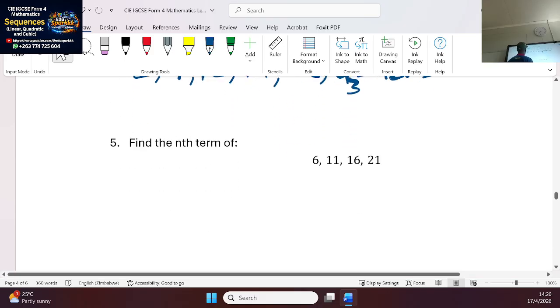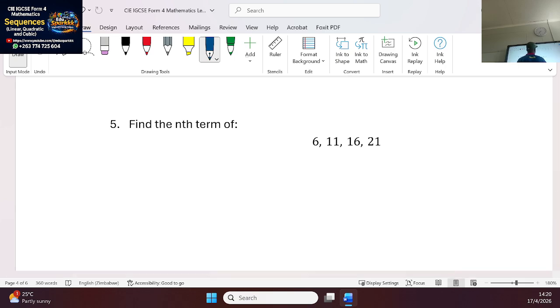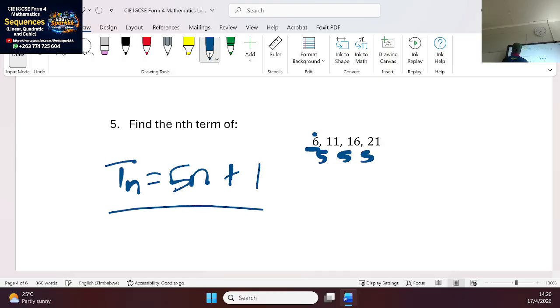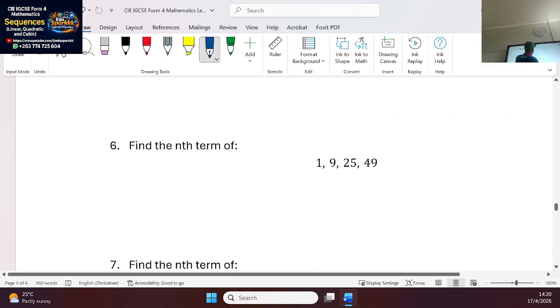Right, moving on, find the nth term. For the nth term, we first start by checking the difference between consecutive terms. Here we have a 5, and there 5, 5. So we're adding 5 all the time. So that's arithmetic. We have 5n, but for the first term, 5 times 1 is a 5, but here we have 6, so we add a 1. That's our formula there.